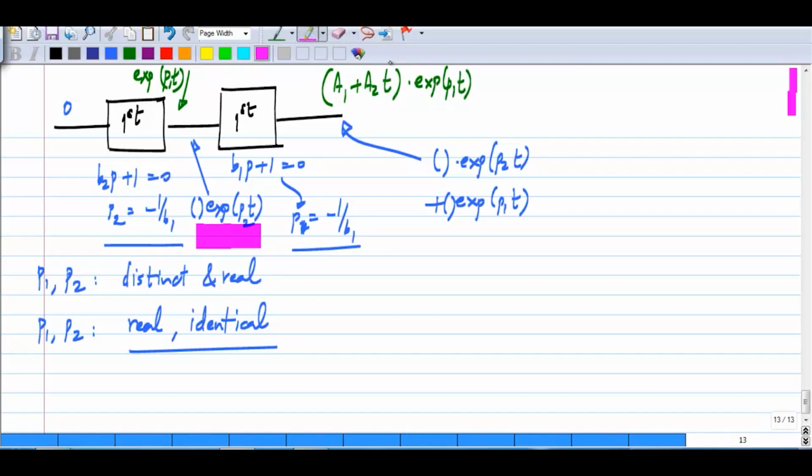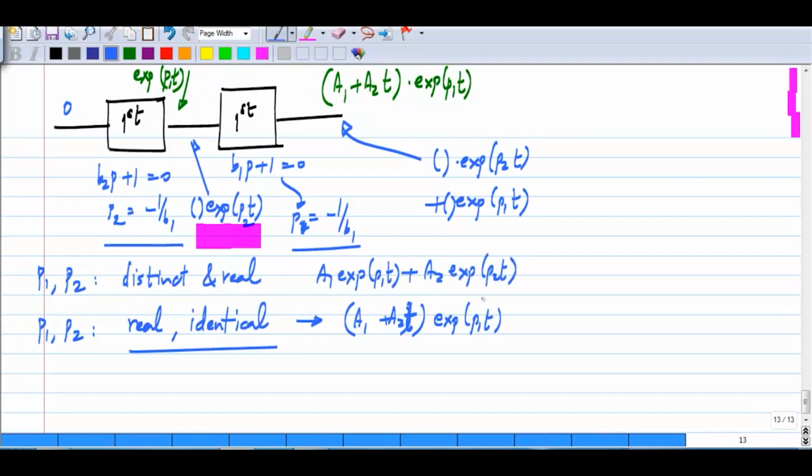It will get multiplied by this t, which grows with time, because a system has a certain natural frequency. If it's excited by its own natural response, then the multiplying factor tends to blow up over time. So the solution in this case is of the form A1 plus A2t exponential P1t. There is only one P1, P2 equals P1. In the other case, it is A1 exponential P1t plus A2 exponential P2t.